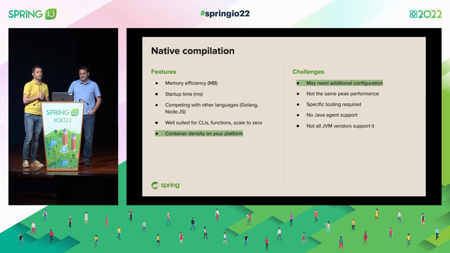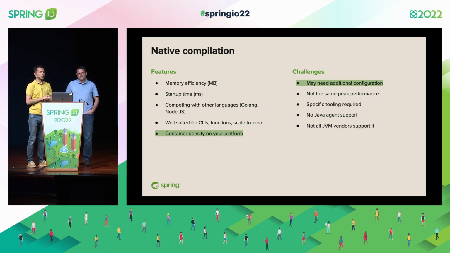When we're talking about native compilation, we try to summarize the current features and challenges. On the features side, with the GraalVM engineering, we're basically getting memory efficiency in the megabytes ballpark. Startup time in milliseconds. And when we show you those results with a compiled Spring application, this is not the Spring engineering efforts on its own. It's just GraalVM native doing a lot of work.